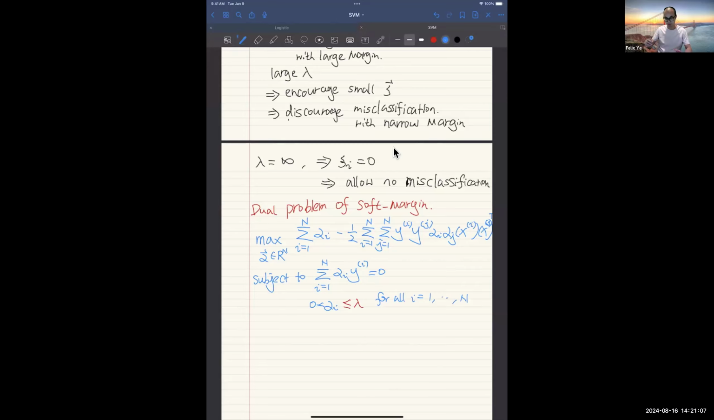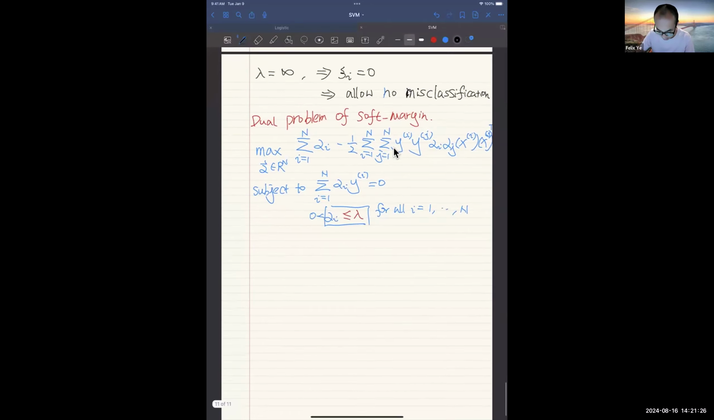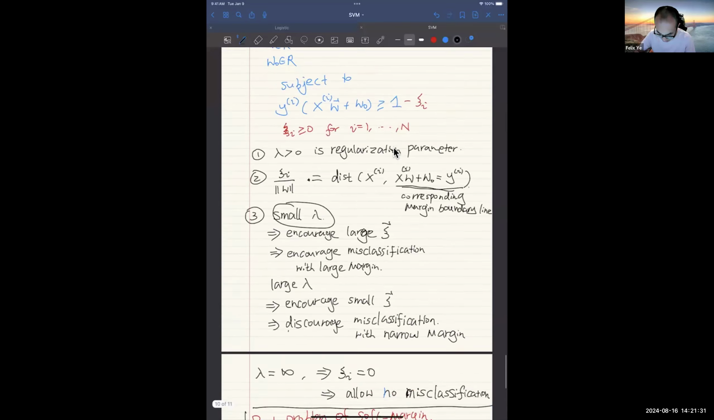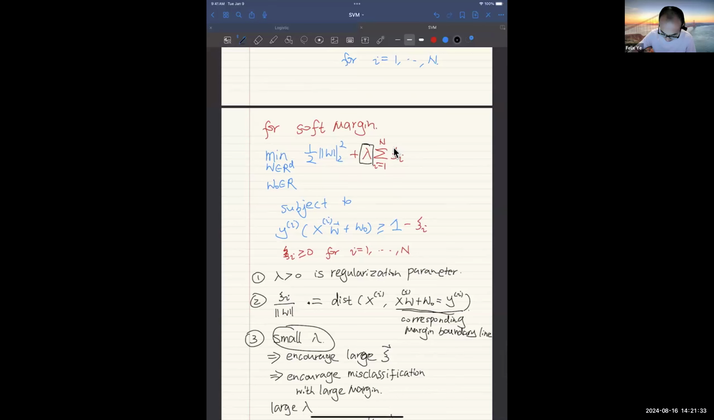So the dual problem of the soft margin is nearly the same. The only thing is we add the upper bound for alpha_i. That upper bound has to be lambda. Okay. So we can compare this dual problem versus the primal problem here.